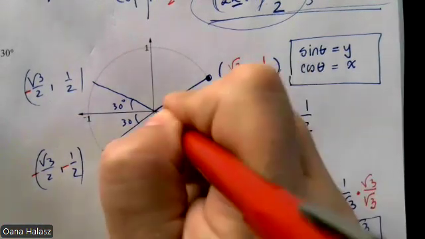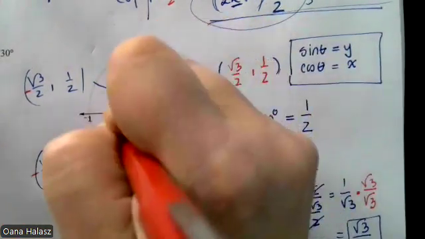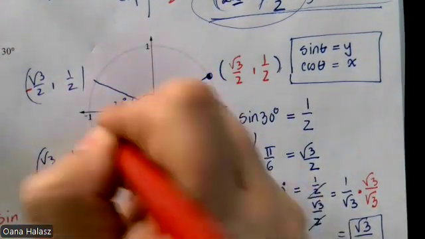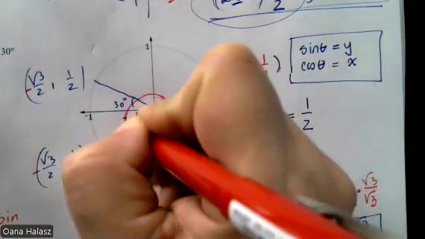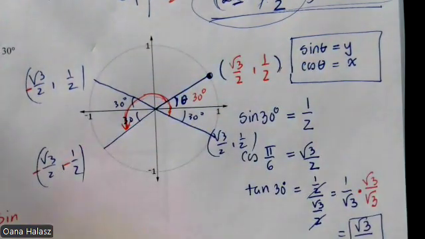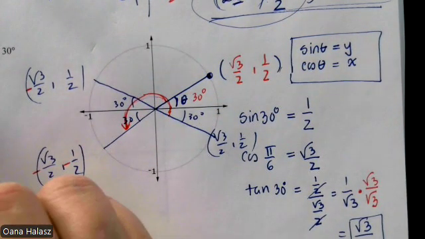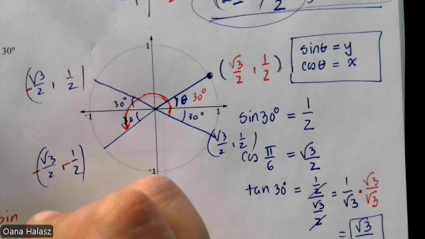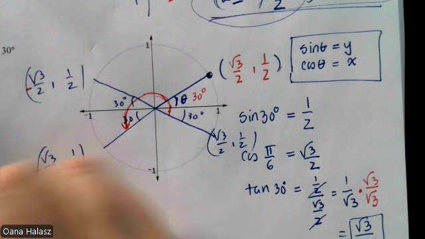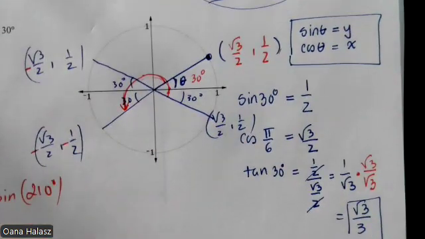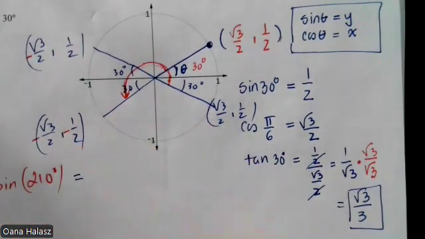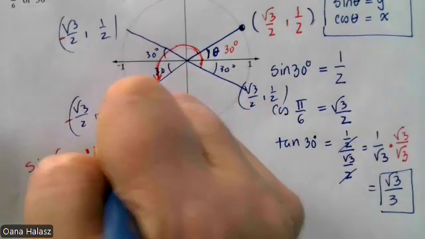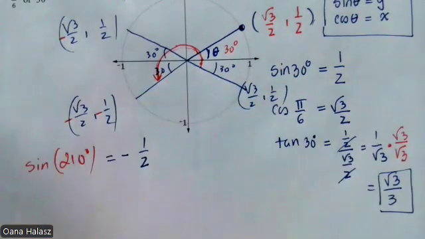So if I ask you, what is sine of, what's this angle here? From here all the way to quadrant 3, sine of 210. Okay, that's right, it's 210. 210 in quadrant 3. What's going to be the sine value for that angle? Negative 1/2, right? Because sines are y's, okay?